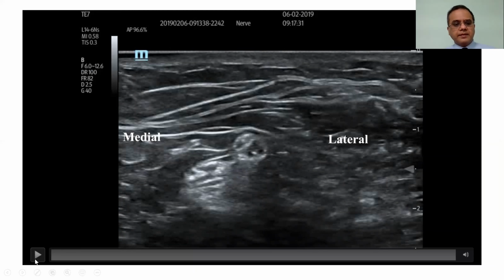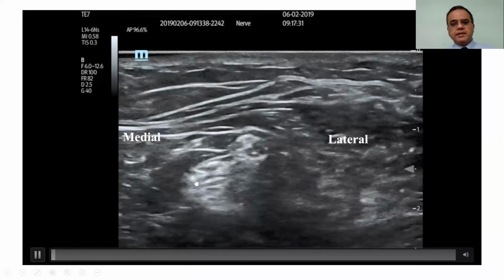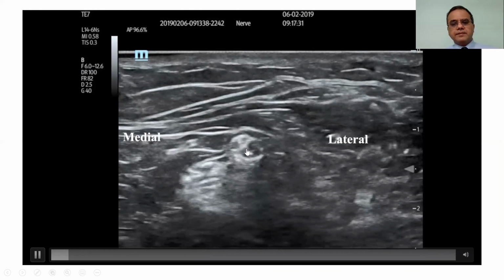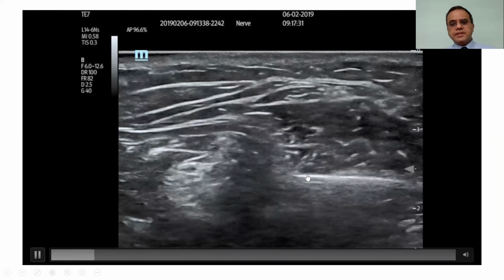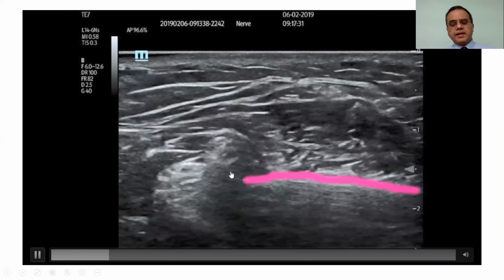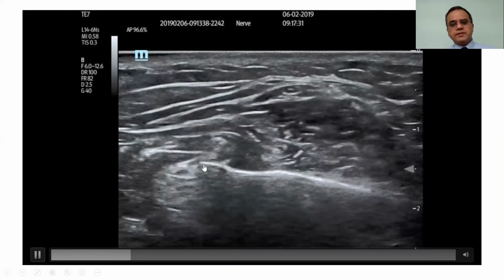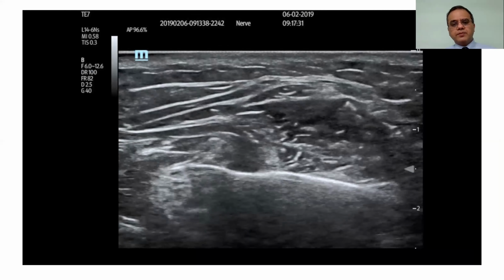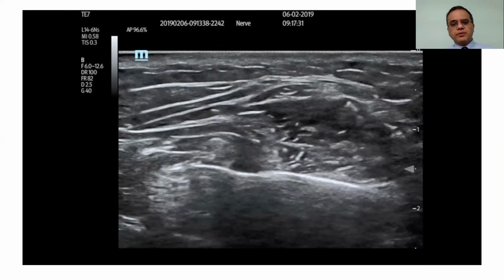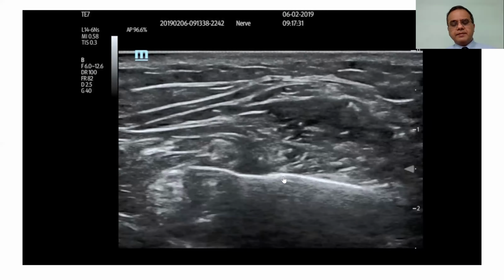In this video again, you can see the tibial nerve as well as the common peroneal nerve with the paraneural sheath around the nerve. My needle is coming from the lateral side, and I'm aiming the needle tangentially between the two nerves, and then depositing local anesthetic in that space in the hope that it will surround both the nerves quite nicely. You can also see my needle is slightly bent here, and that's artificial.